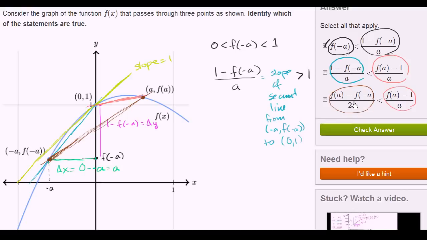We actually know that this is false. Both of these would have been true if we swapped these signs around, if this was a greater than sign. So this is the only one that applies.